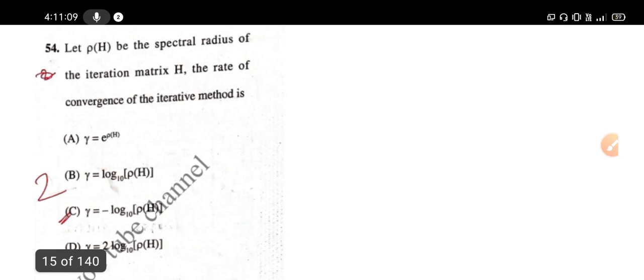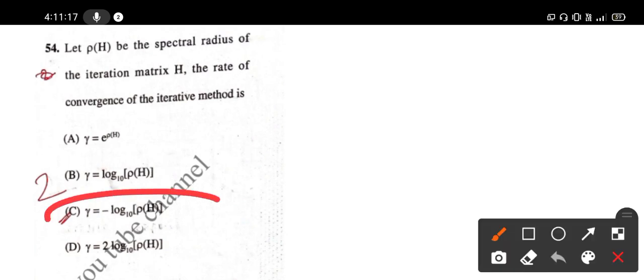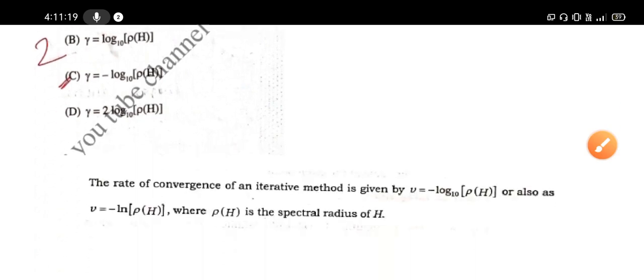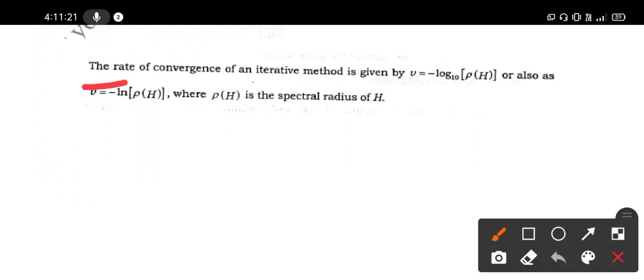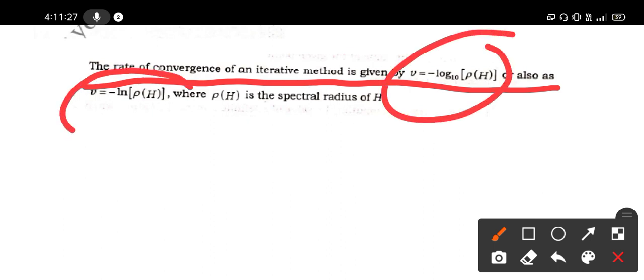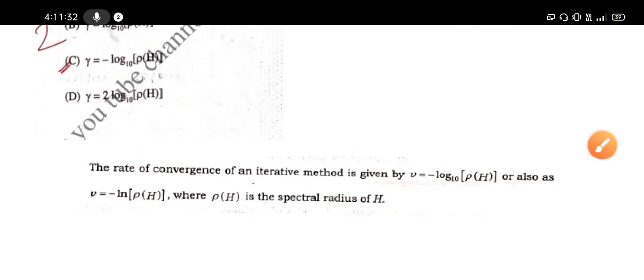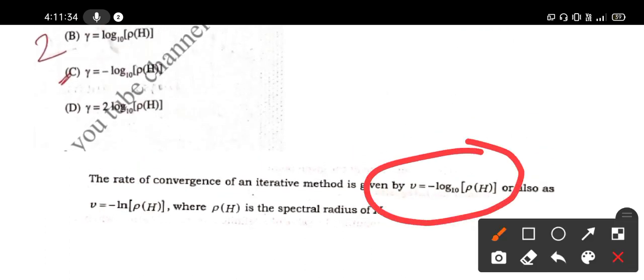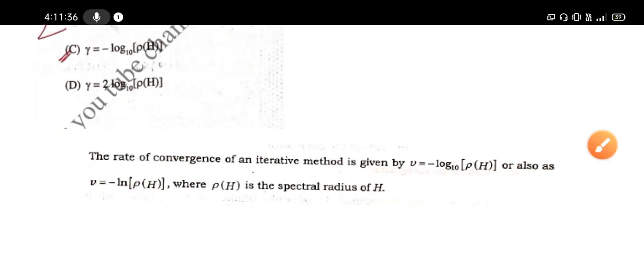Let ρ(H) be the spectral radius of the iteration matrix H, the rate of convergence of the iterative method. Here option C is correct because here is one result. The rate of convergence of an iterative method is given by V = −log₁₀ ρ(H), or also written as V = −ln ρ(H). Here given this one, −log ρ(H). So option C is correct. Next question.